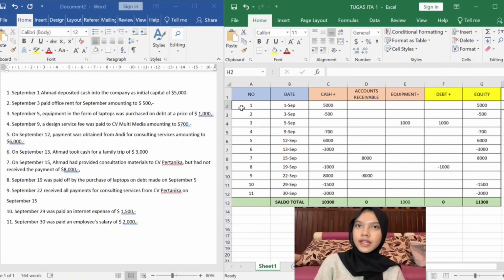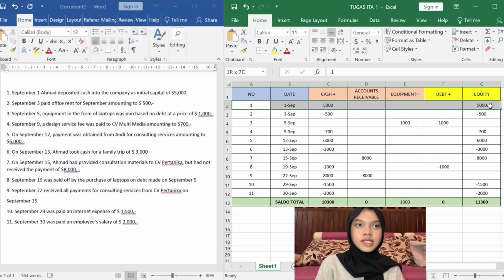So the first one, on September 1, Ahmad deposited cash into the company as initial capital of $5,000. It adds into the cash and equity table because the account increased $5,000 cash. If the cash increased, the equity will also increase $5,000 too.